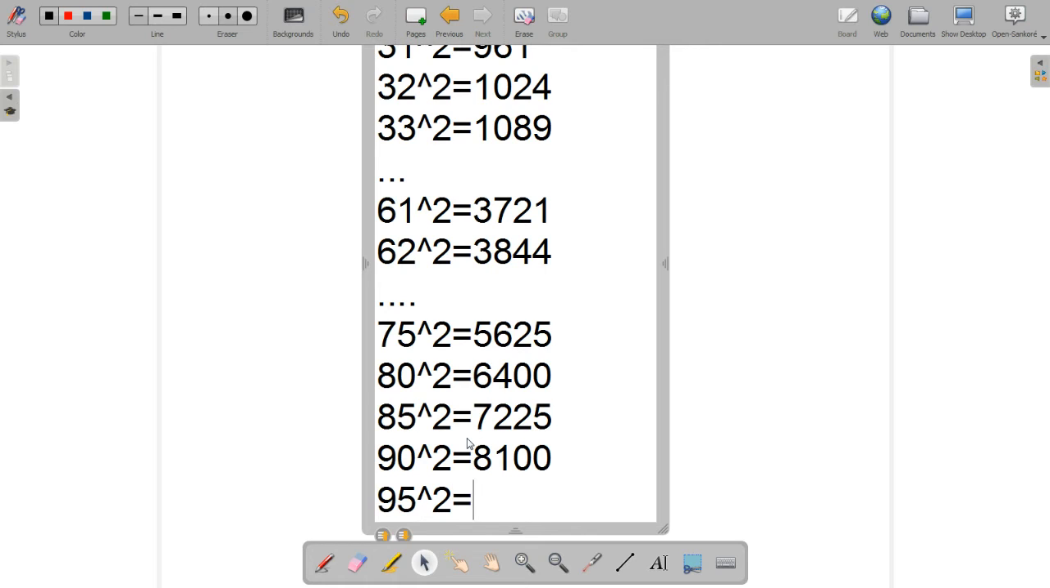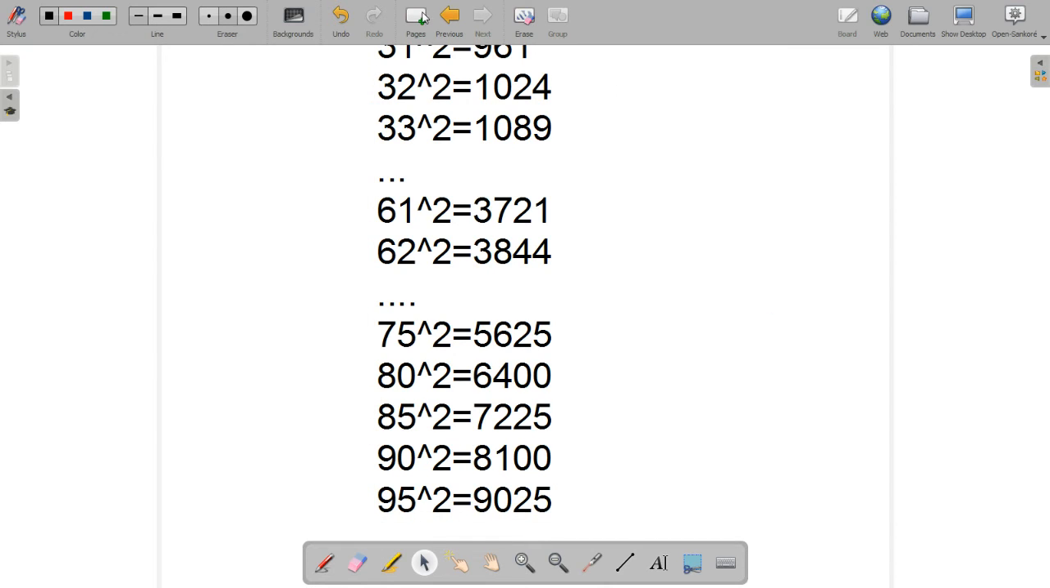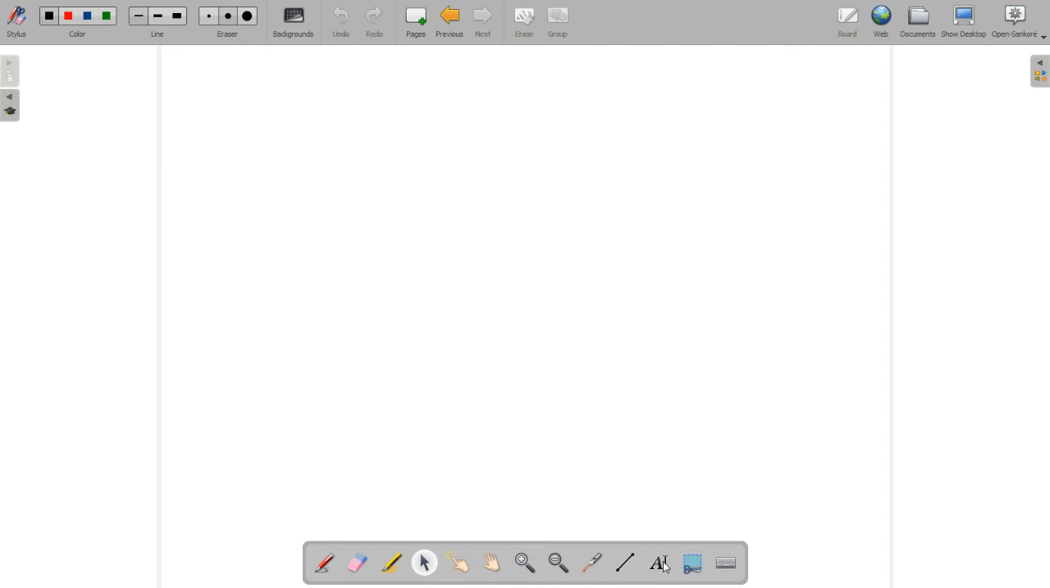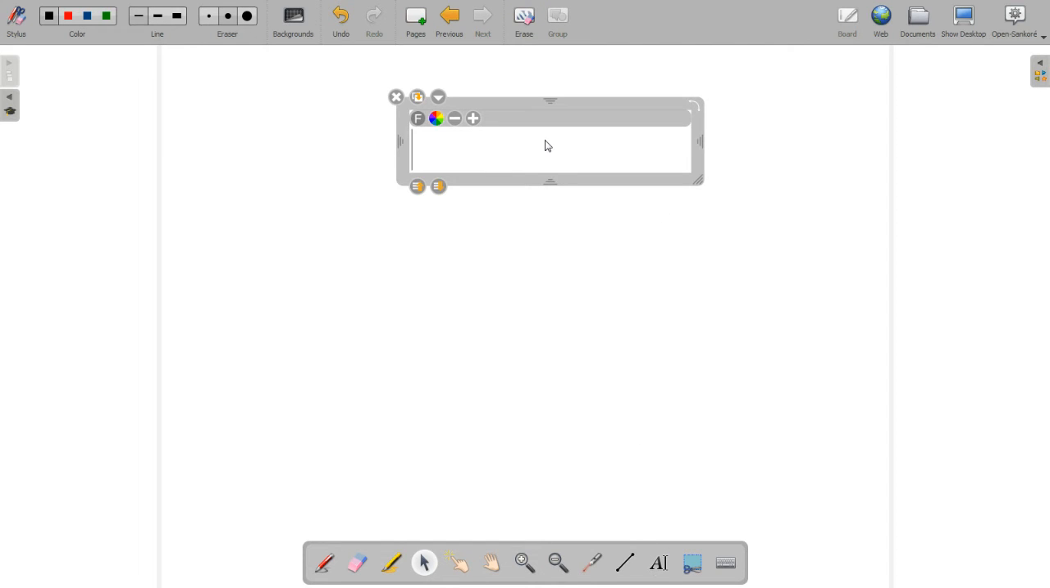95 squared. That's a little more tricky, isn't it? Well, all you really have to do is the same thing as the 5s. 90. 10 times 9. 25. Okay. So hopefully you knew that before. So the last 25 numbers. Let's start with 100 squared, since that's the closest easy number there is. You have 10,000.